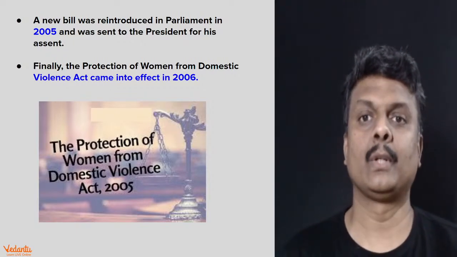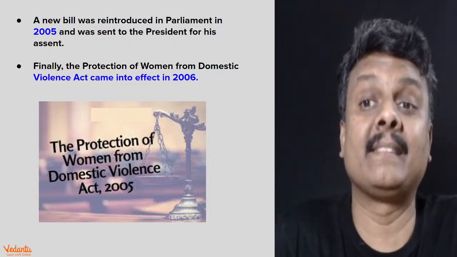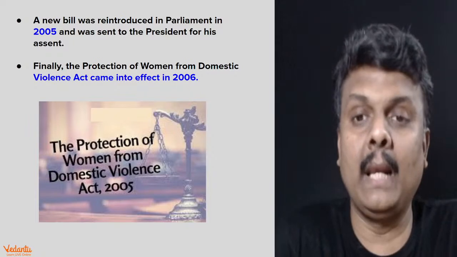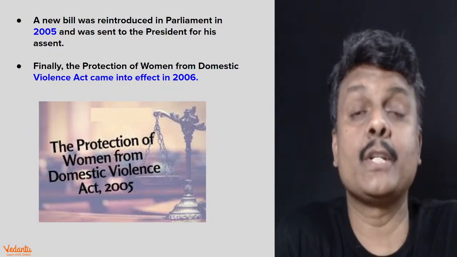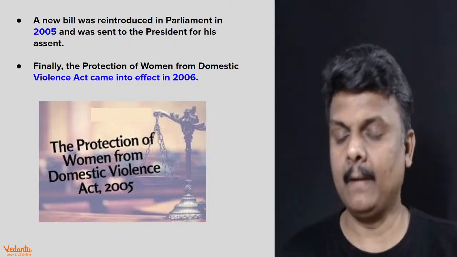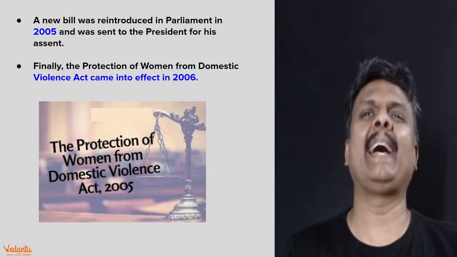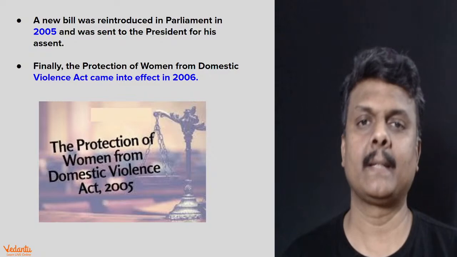Alright, so the law was reintroduced in Parliament, sent to the President for assessment and approval, and finally it came into effect in 2006. So it is called the Protection of Women from Domestic Violence Act. Clear? A victim is someone who has been prone to that violence. You call them a victim.